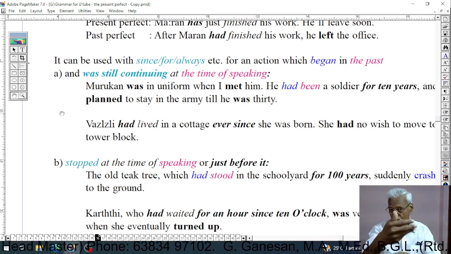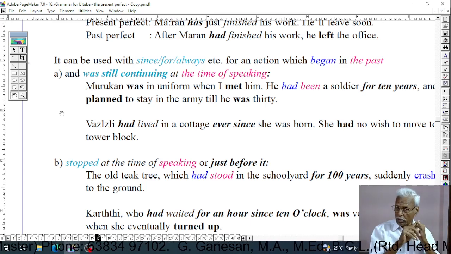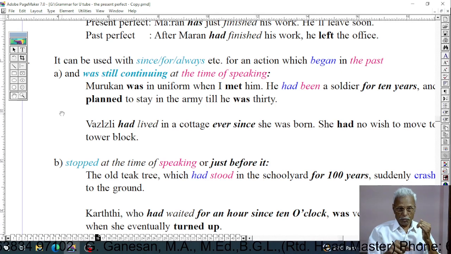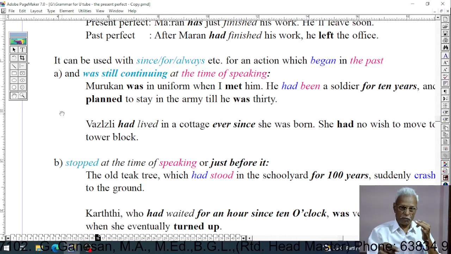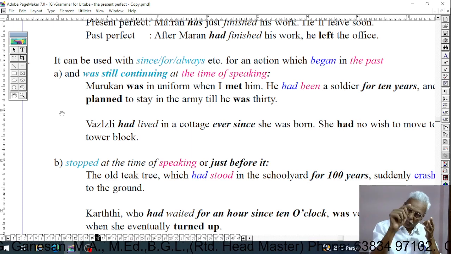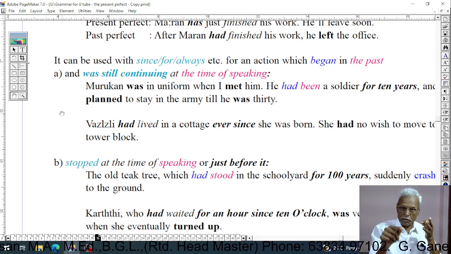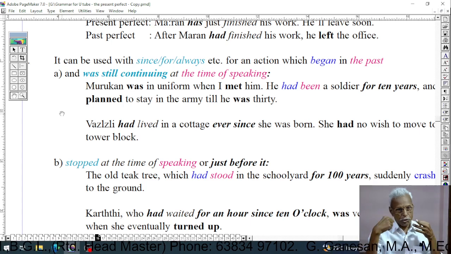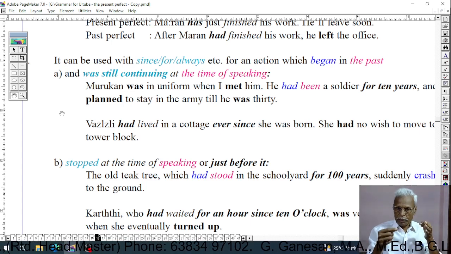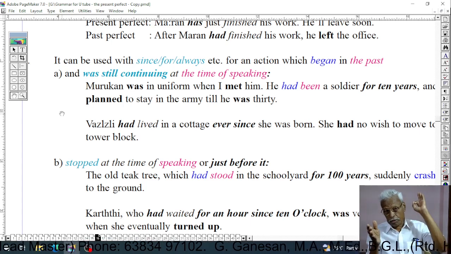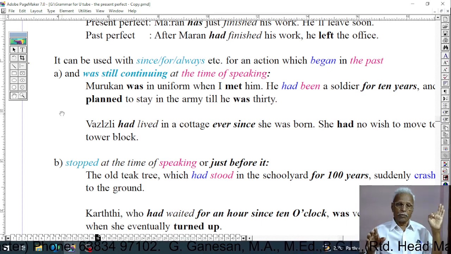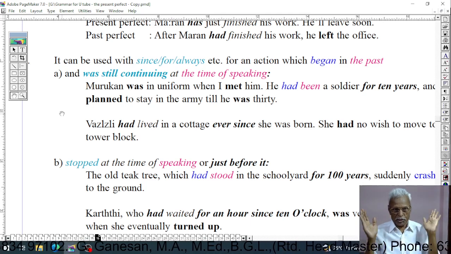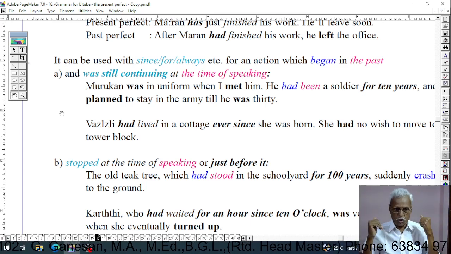For these 3 occasions, an action that was going on at the time of speaking in the past can be expressed in the past perfect, an action that finished at the time of speaking in the past can also be expressed using past perfect, and an action stopped some time before the time of speaking in the past can also be expressed using past perfect. You see the 3 examples.